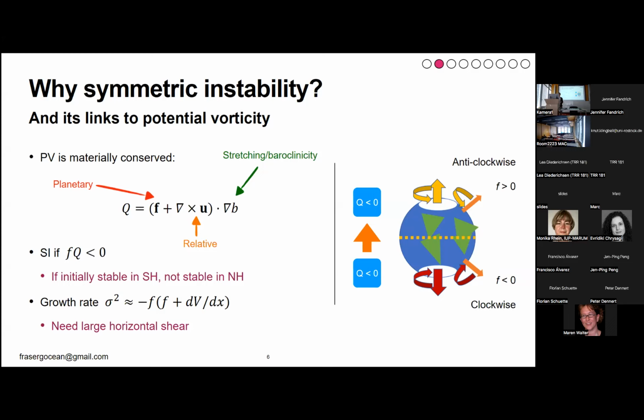And we conclude that a PV configuration that is stable in the southern hemisphere is not going to be stable in the northern hemisphere. So in short, we might expect to see symmetric instability here.